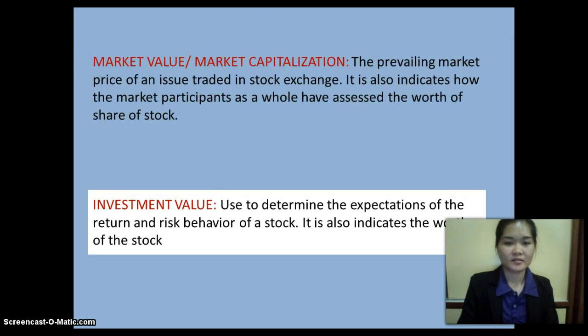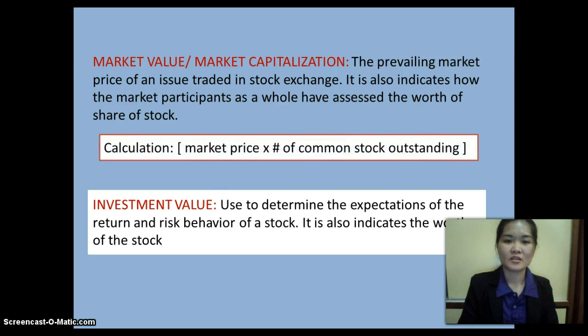The third way to evaluate the stock value is through market value, also known as market capitalization. It is defined as the prevailing market price of an issue traded in the stock exchange. It also indicates how market participants as a whole have assessed the worth of a share of stock. This is the formula to find the market value.